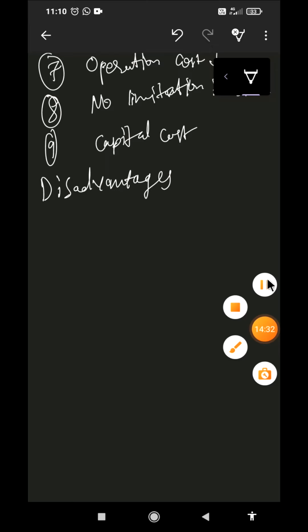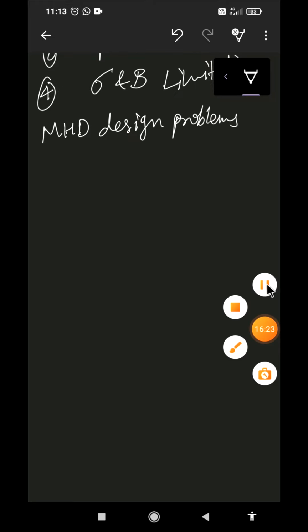Another problem is separation of the seed material. So that is potassium sulfate, K2SO4.